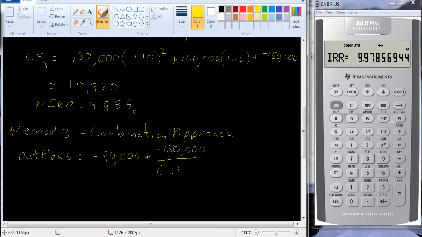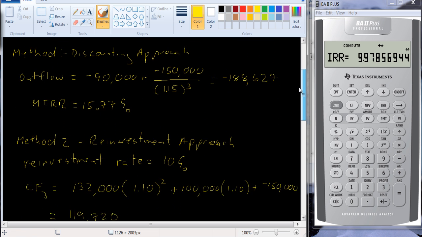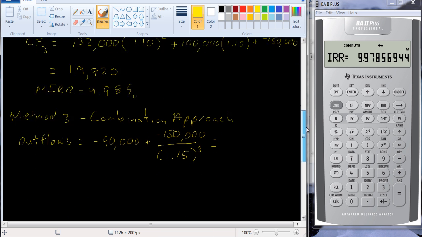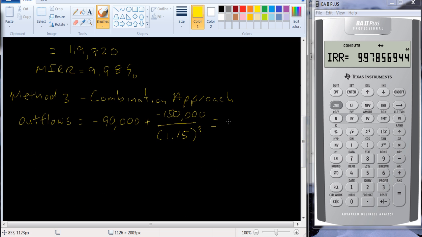Okay, well, we're bringing it back here. I'm bringing it back by 15%, because that's a required return. We're not reinvesting. So I'm going to get the same number I had before. I recalculated this. So I got 188,627. Minus 188,627.